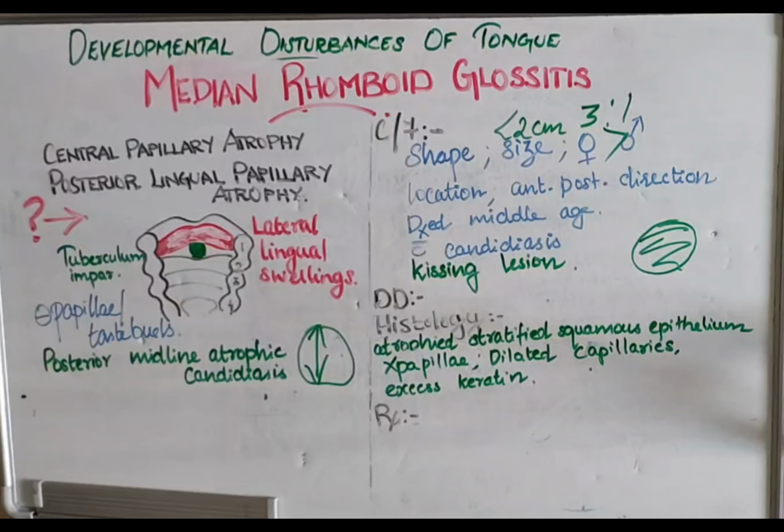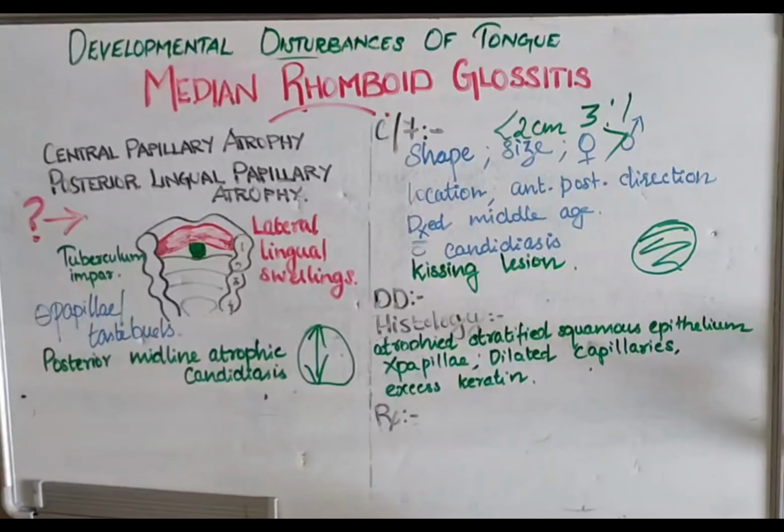Now coming to differential diagnosis. Some of the differential diagnoses are gumma of tertiary syphilis, granuloma of tuberculosis, deep fungal infections, and granular cell tumor. Most of the time in median rhomboid glossitis, biopsy is not needed because it is mostly diagnosed clinically.